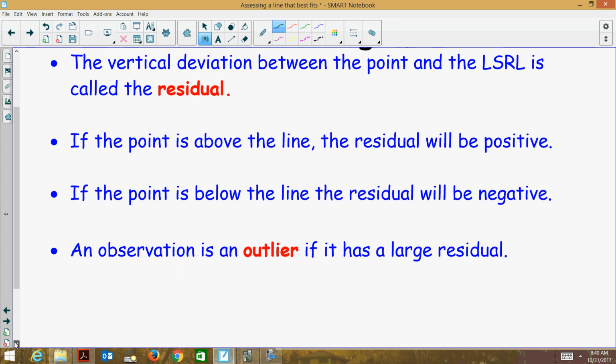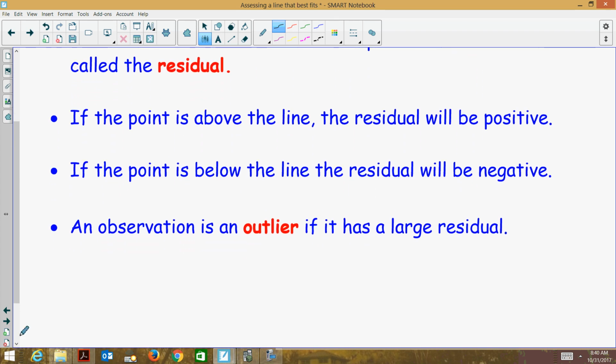Now, one important thing that our residuals tell us is what would be considered an outlier. So an observation is an outlier if it has a large residual. In order to exactly determine whether or not a data point has a large residual, you will need to first find the residual and also compare it to the least squares regression line on a scatter plot. So it would be important to draw a scatter plot as well as the LSRL in order to just see it. Residual outliers can be subjective from data set to data set.